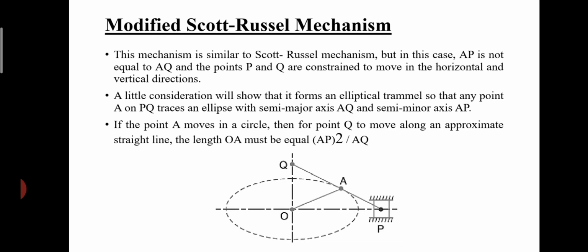ओके, सो लिटिल कंसिडरेशन विल शो दैट इफ इट फॉर्म्स एन इलिप्टिकल ट्रामेल, so that any point A, elliptical trammel, we have already discussed this mechanism in part 1 or 2, so that any point A on PQ traces an ellipse with semi major axis AQ and semi minor axis AP. So if the point A moves in a circle, सपोज हमारा पॉइंट ए सर्कल में मूव हो रहा है, देन फॉर पॉइंट क्यू टू मूव अलोंग एन अप्रोक्सीमेट स्ट्रेट लाइन, द लेंथ ओ ए मस्ट बी इक्वल टू AP square by AQ.